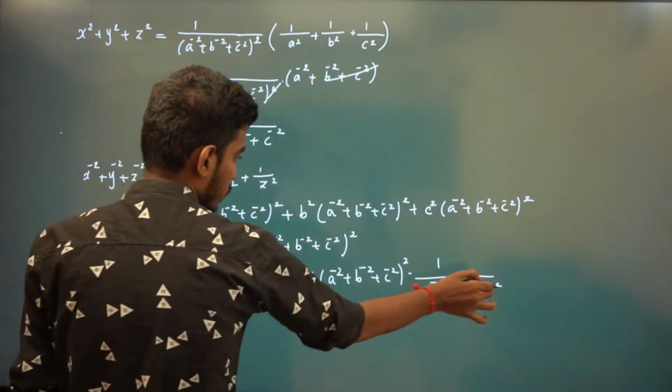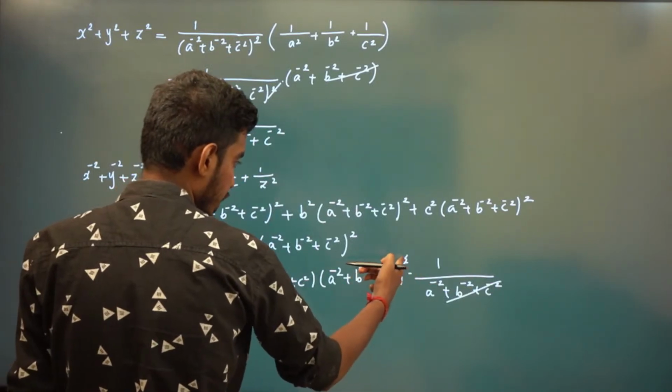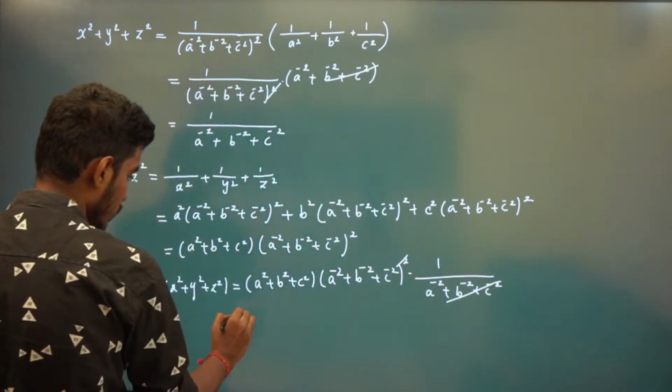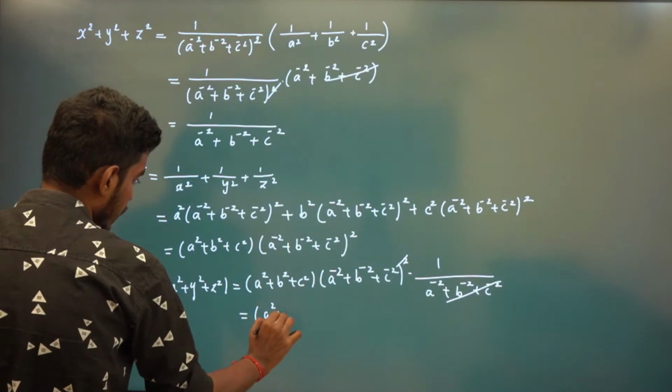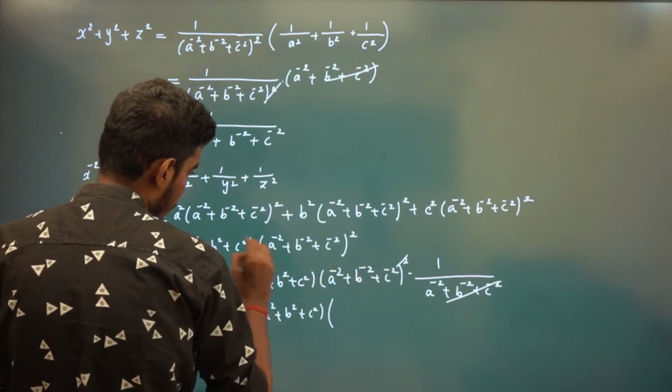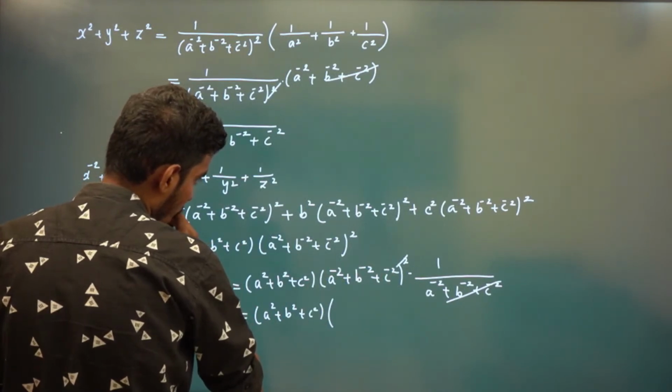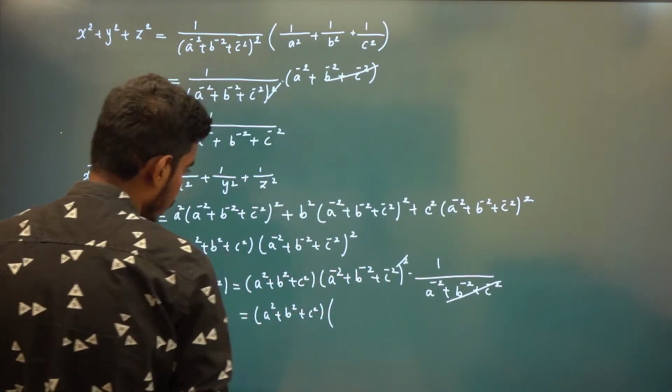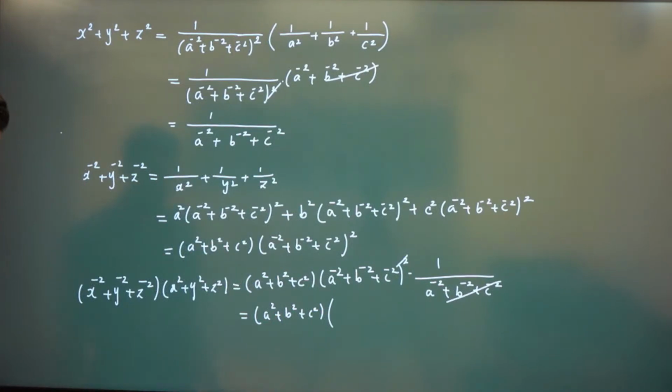Now this term and this one will get cancelled, right? So we'll have one term here. So we have this is a square plus b square plus c square. So you will have 1 by a square plus 1 by b square plus 1 by c square, right? I think we are not getting it right.